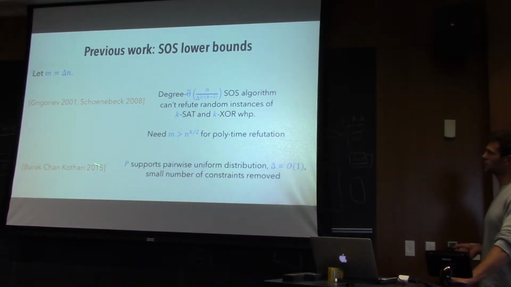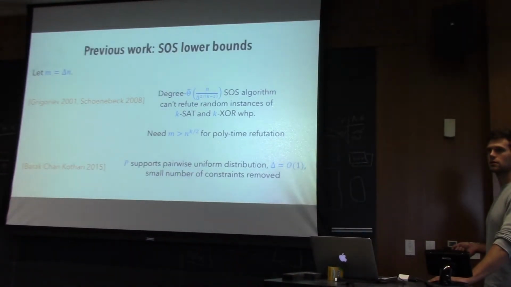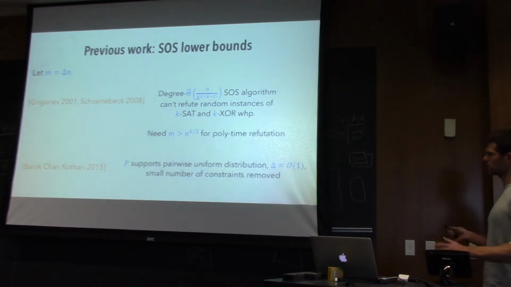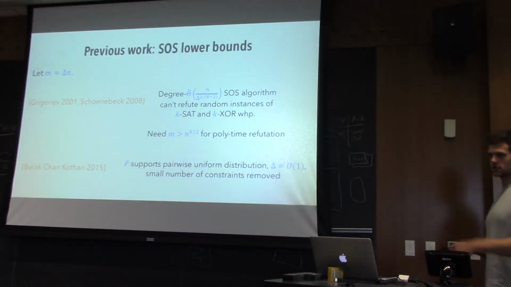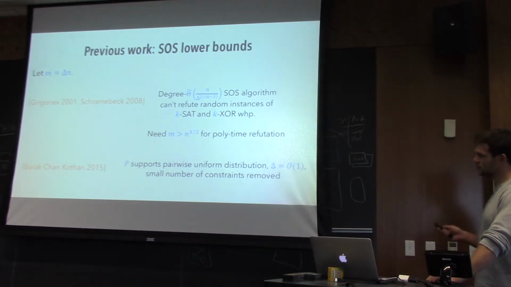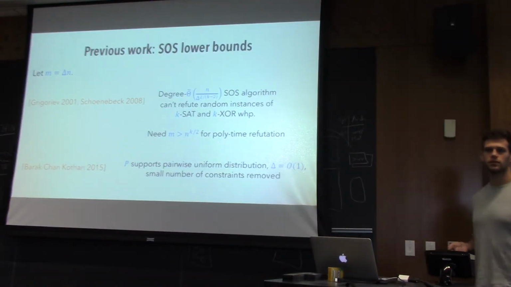And then in more recent work, Barak, Chan, and Kothari showed that if P supports a pairwise uniform distribution and the constraint density is constant and you remove a small number of constraints, then SOS can't refute. So this is removing a small number of constraints. You pick a random instance and you look around and find some constraints you can throw out, and once you throw out the small number of constraints, then you can show that SOS thinks it's satisfiable. We don't want to do that because we'd rather look at fully random instances.